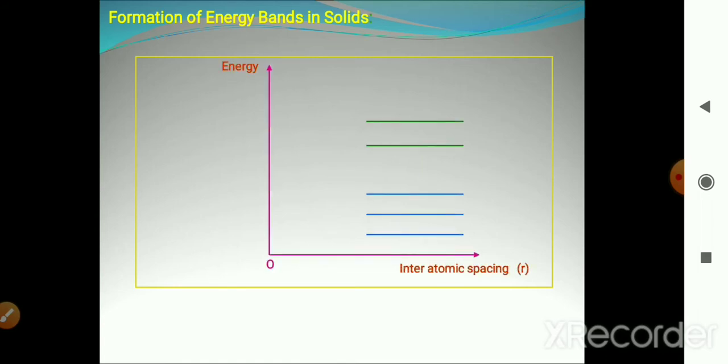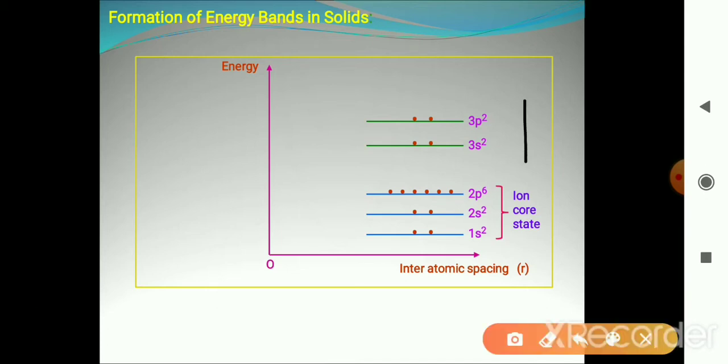Let us try to understand this by using this graph. This is a graph between interatomic spacing in crystal and energy levels. See here, the inner cores are given 1s2, 2s2, 2p6, and the outermost shell is shown here with 3s2, 3p2.